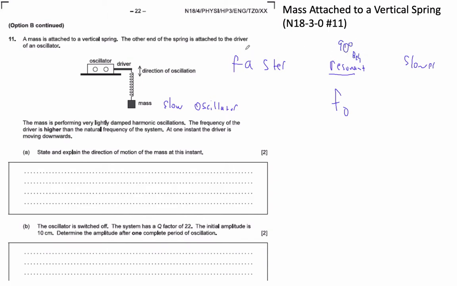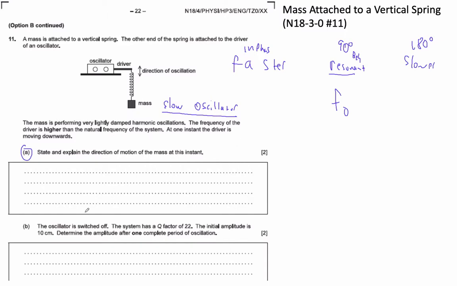The faster oscillators are in phase, right? And the slower oscillators are 180 degrees out of phase, right? So here they're saying that at one instant the driver is moving downward, right? This is going to be a slow oscillator, so therefore it's going to be 180 degrees out of phase, right? So what does that mean about the direction it's moving? Hopefully you could answer that, right?